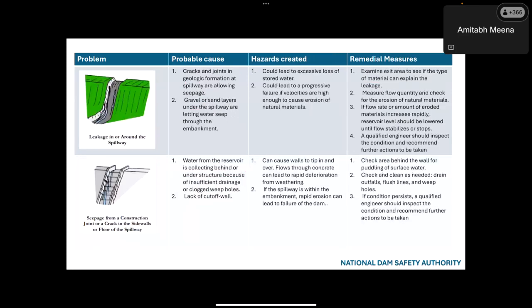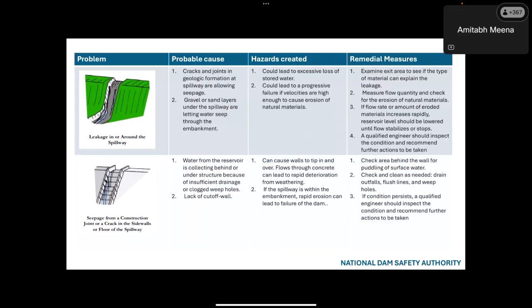So this was in the spillway. Cracks and joints in the geologic formation at the spillway are allowing seepage, and gravel or sand layers under the spillway are letting water seep through the embankment.